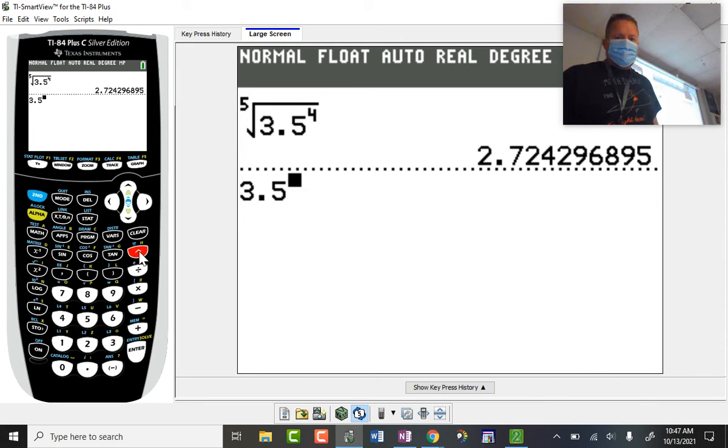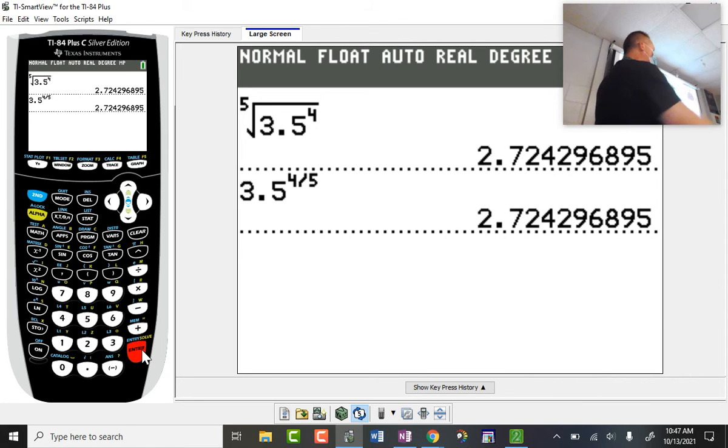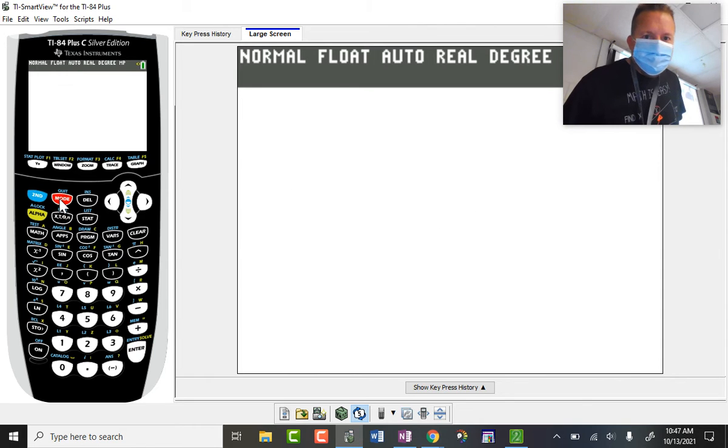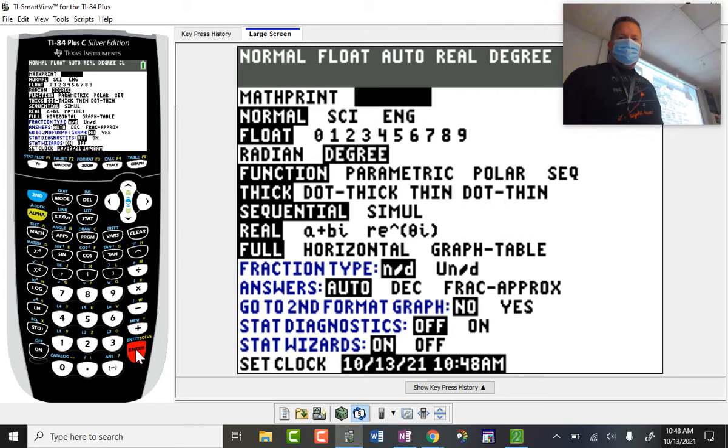Caret, here's what I'm showing you now. 4 divided by 5. The idea that the fractional exponent rule does equate to radicals, seeing that we get the same evaluation here. Those that have the 83 regular, I'm going to see if I can do this. I forget. Maybe I don't know. Mode. No, I don't think it's mode. Math print. Maybe it is. Yeah, okay, I can go classic. Just want to see if this happens. Hit enter.